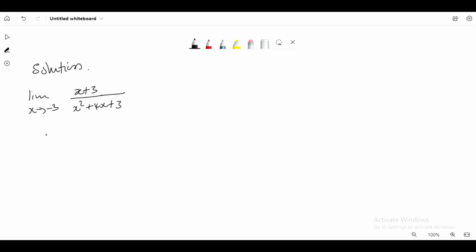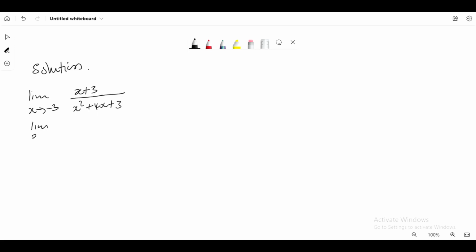So now, what must I do here? If you want to try it, you can pause the video and try to do it, and then watch and see how we get to the answer and check if your answer is correct. So now, I know that if I substitute this minus 3 into x, I'm going to get a division by 0. I will have 0 over 0, which is not defined. So what must I do?